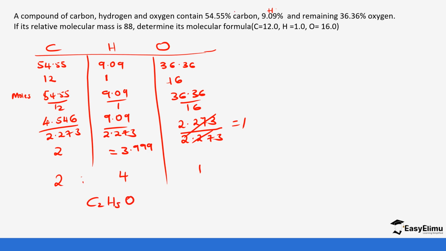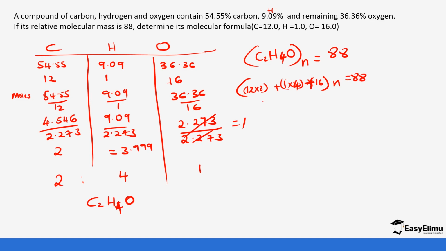We have been given the molecular mass, 88. So we will take the empirical formula, which is C2H4O, put it in a bracket and put an N is equal to the molecular mass, which is 88. So if you look at the atomic masses in the empirical formula, this is going to be 12 times 2, plus 1 times 4, and then plus 16. N is equal to 88.